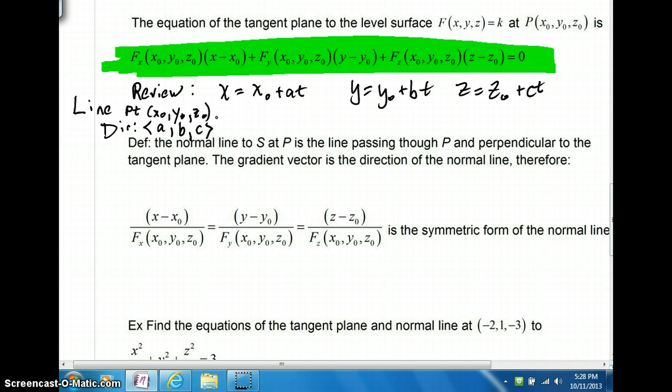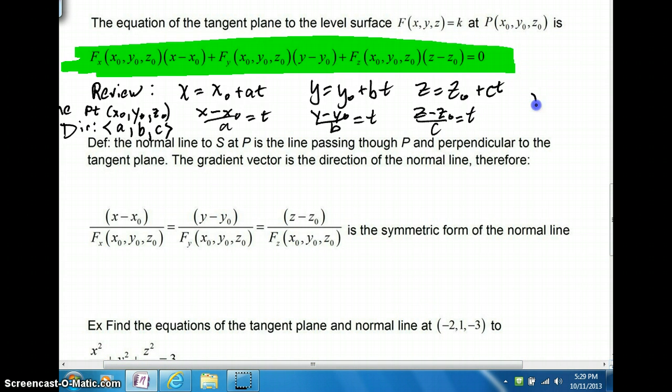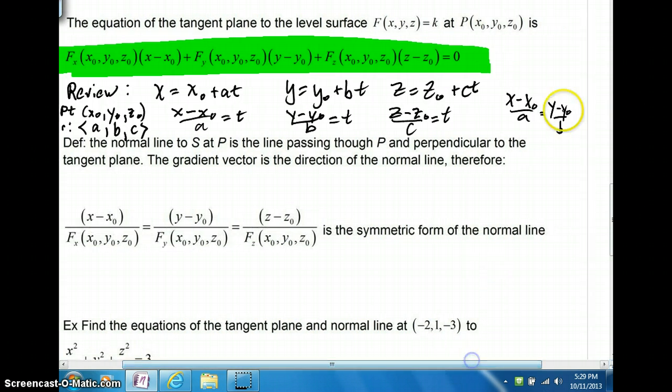And what we're seeing is we could write a symmetric equation of a line by subtracting x naught here, dividing by a, subtracting y naught from both sides here, dividing by b, and then subtracting z naught and dividing by c. Well, what are we getting at? All of these t's, of course, would be equal, and that would lead us to x minus x naught all over a equals y minus y naught all over b equals z minus z naught all over c. Of course, a, b, c is the direction vector.